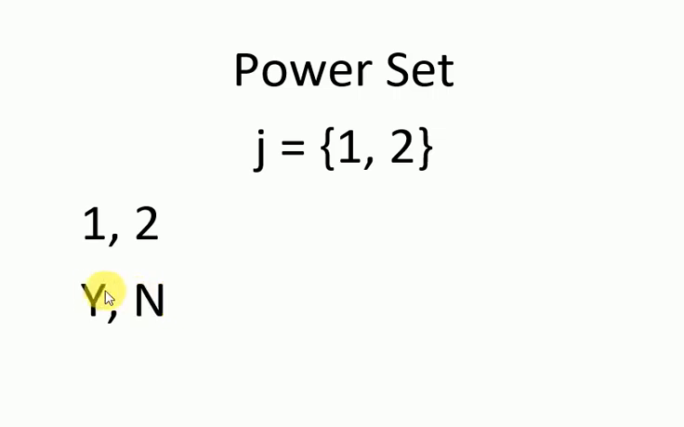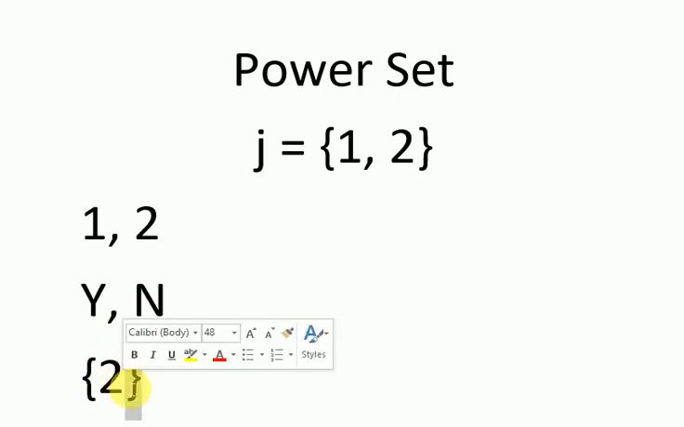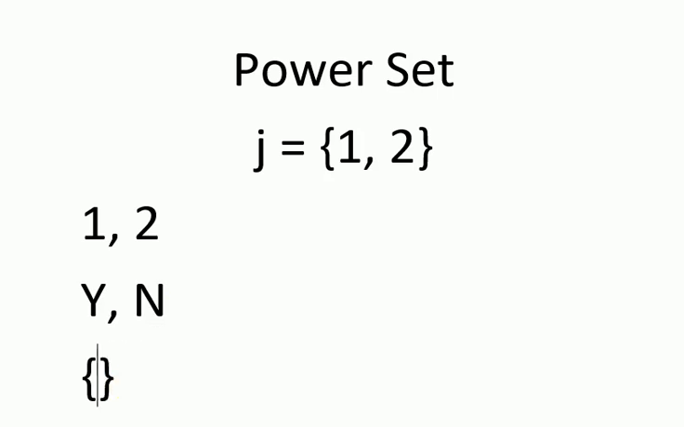And now, this yn means the set with only 1, because only 1 has a y next to it. And if it's yy, then it's the set with both 1 and 2. If it's ny, then it's the set with only 2. And if it's nn, then it's the set with nothing, the empty set. And it's all the combinations.